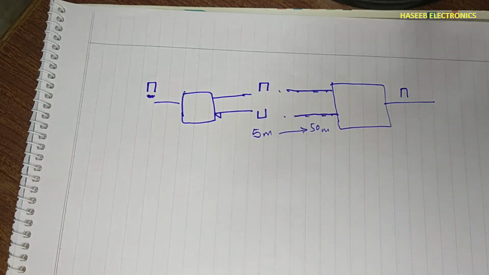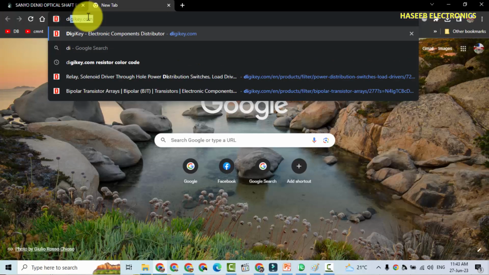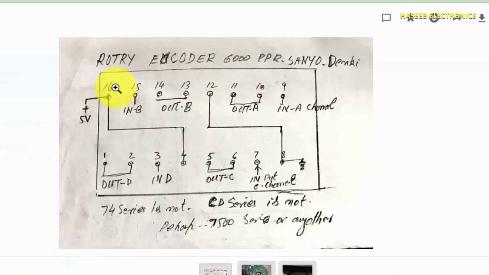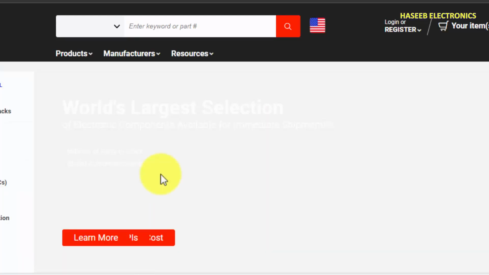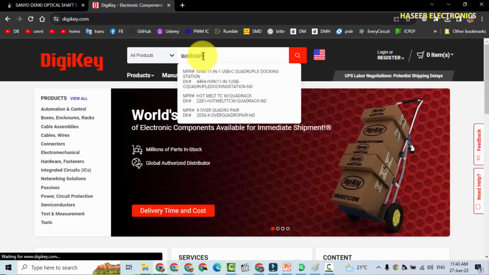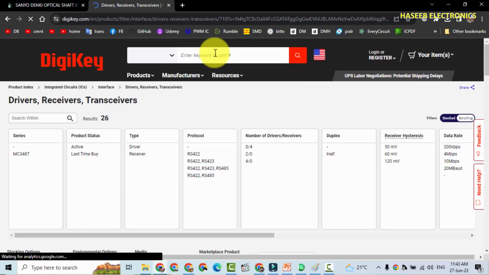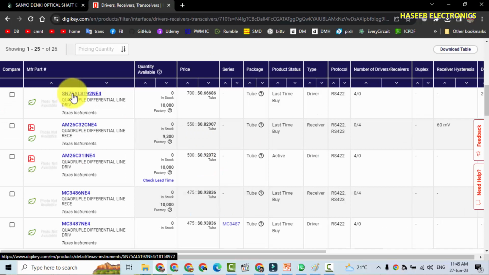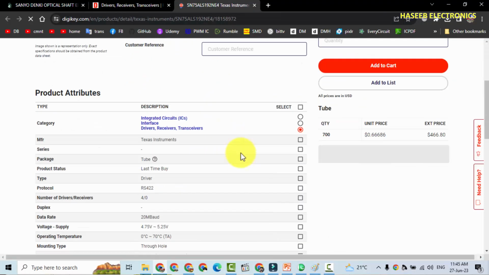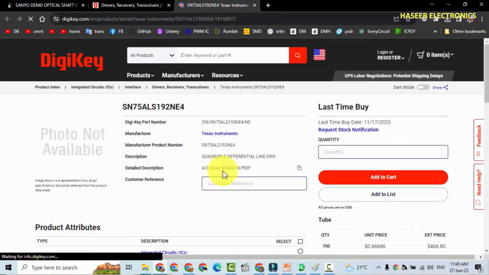Let's see the number of this IC. We will go to digikey.com because it is 1, 2, 3, 4. It is 4 channel. We will search here quadruple differential line driver, because this encoder is installed on the transmitter side. SN75 ALS192. Open a new tab. It is showing it is a line driver.